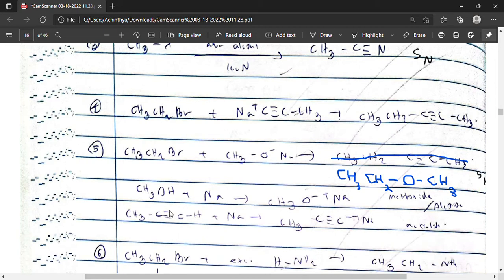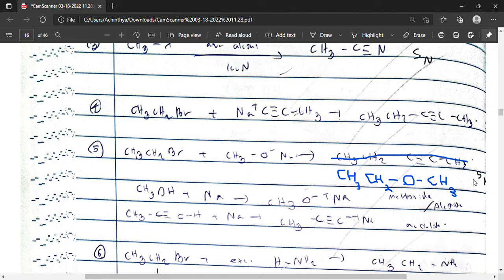But if we were to use a methoxide or an alkoxide ion over here, in this case it's a methoxide ion, we can get it by adding sodium into alcohol. What happens is the sodium runs away with the bromine, and this alkyl group, CH3CH2, binds to the oxygen bound to the methyl group to produce this ether over here, CH3CH2OCH3, and it does so via a nucleophilic substitution reaction.